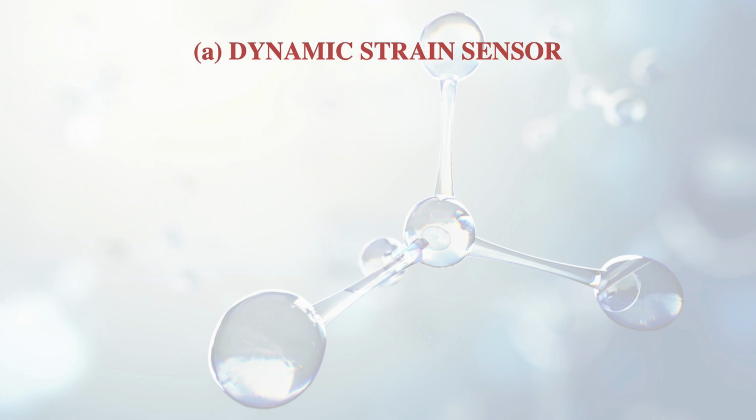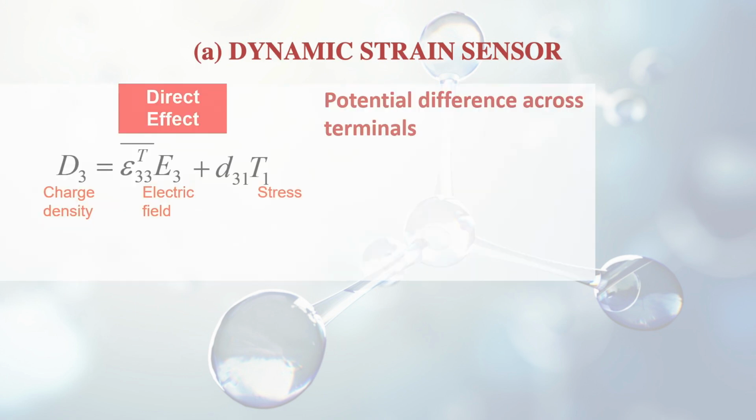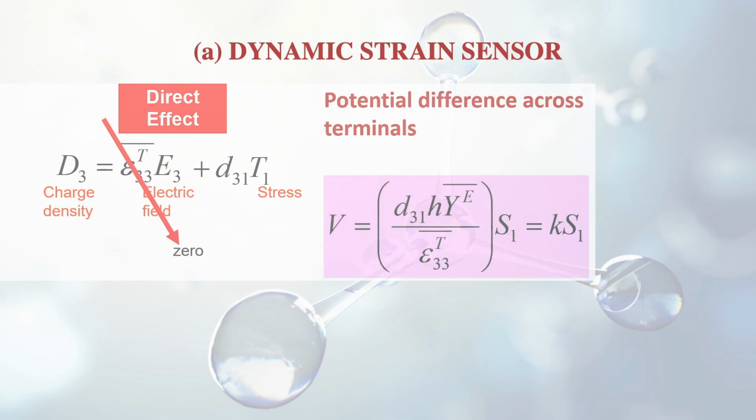So let's go to the first mode, that is dynamic strain sensor. We derive a simple equation for the potential difference across the terminals of the PZT patch if it's under dynamic stresses. We make use of the equation of the direct effect. If there is no external electric field, we have a simplified equation, and if we use the common equation for parallel plate capacitors, that is charge is equal to capacitance multiplied by the potential difference across the 2 terminals, we can derive a very simplified equation between the potential difference and the strain.